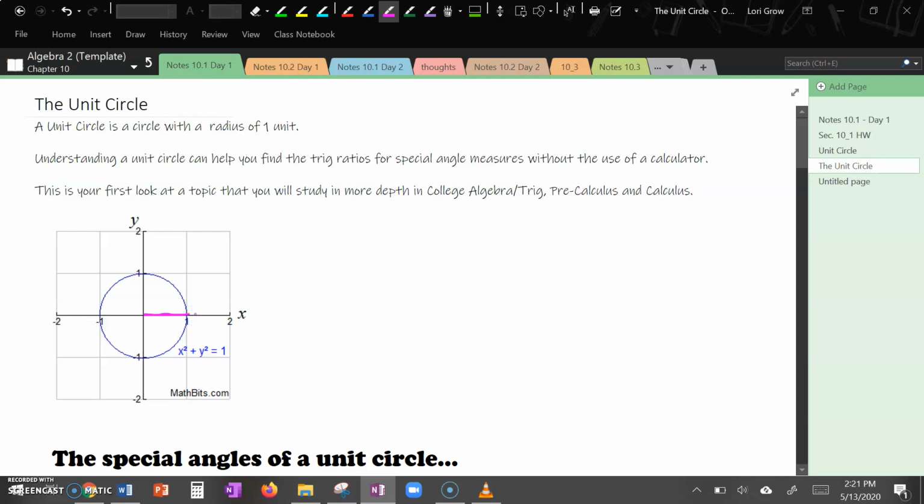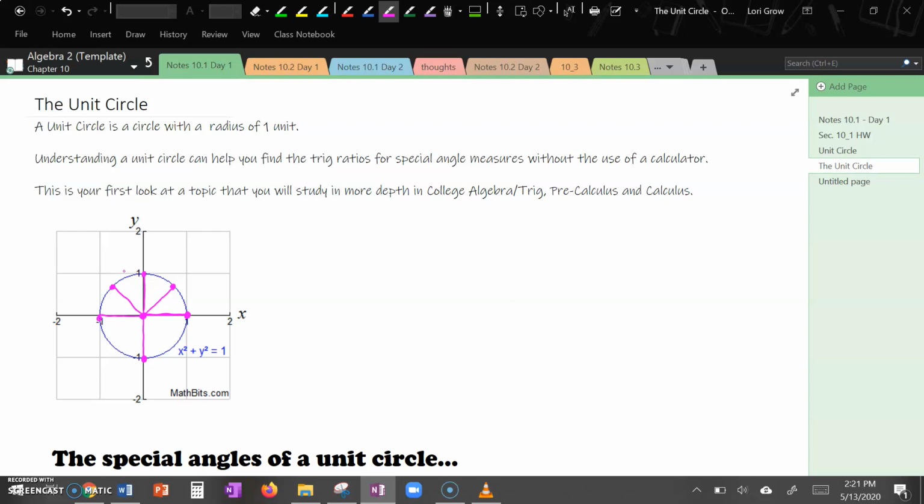Now keep in mind throughout this lesson, a radius is a segment that goes from the center to the outside edge of the circle. So anywhere that you draw a radius on a unit circle, it's going to have a value or a length of 1. And we're going to be looking at this radius of 1 all around the unit circle. This is going to help you find trig ratios for special angle measures without the use of a calculator.